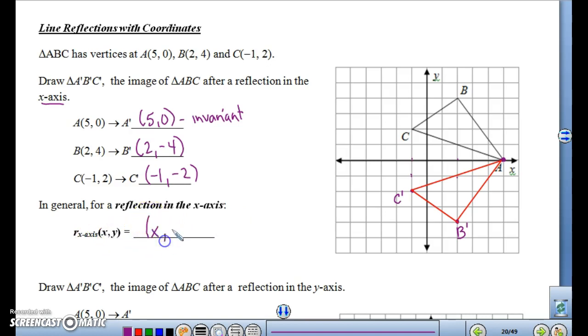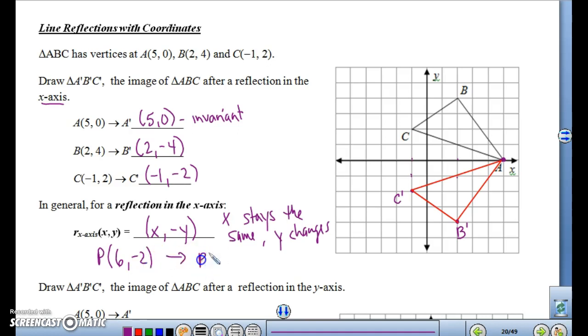So a reflection in the x-axis, xy, becomes x stays the same, y changes. So you could do this without having to graph it if you knew the point. For example, if you had the point P 6, -2, P prime would be x stays the same, 6, and the y changes, 2. So you could do it without the graph if you know the rule. So when you're reflecting the x-axis, the x stays the same, the y changes sign.